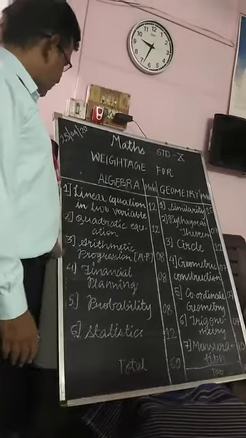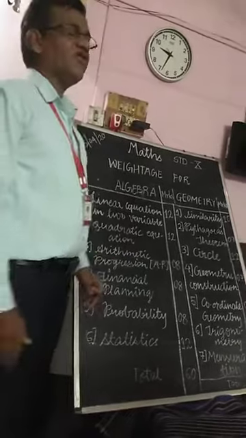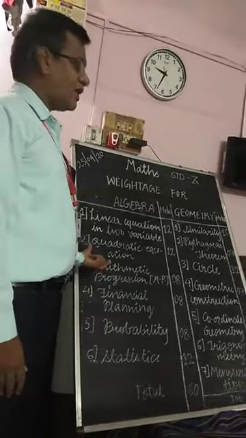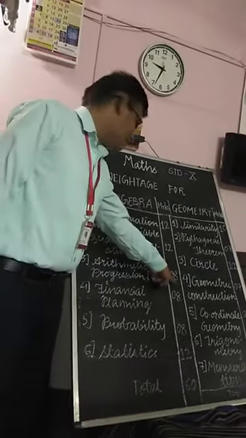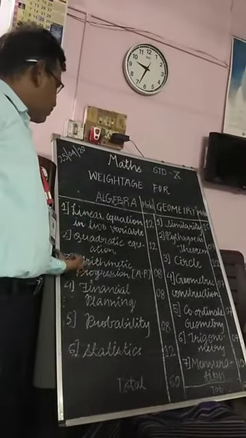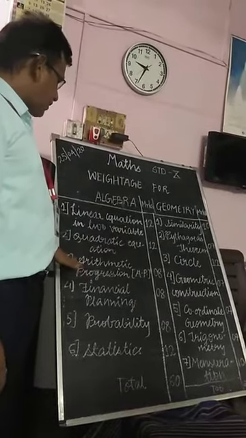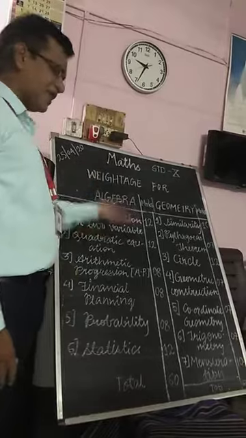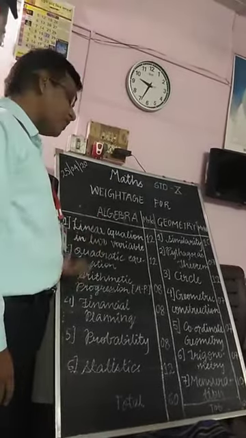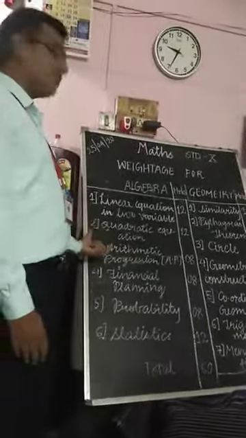Now we come to the third chapter, arithmetic progression, called AP. This concept is new for you. You did not learn this concept in previous years, so you have to learn this new concept in 10th standard. There are different types of progression, but in 10th standard you only have to know what arithmetic progression is, what a sequence is, and how to find the terms in an arithmetic progression.